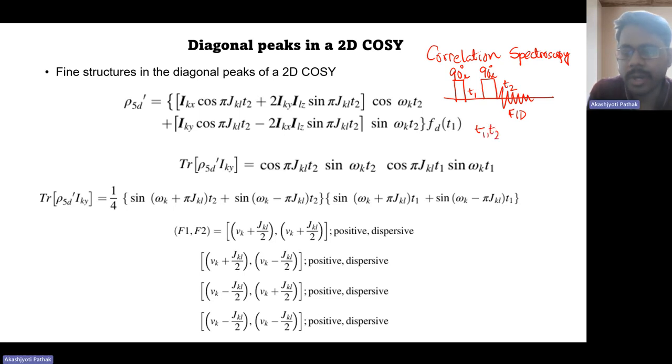Then what we had seen is that we obtain two time points, t1 and t2, and these are then Fourier transformed. One is called the dependent time, and this is called the independent time, right? So after Fourier transformation, the time domain is converted into the frequency domain, F1 and F2, right? F1 and F2. And then in a 2D COSY spectrum, what do we see?